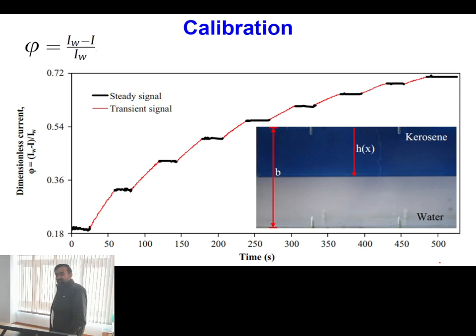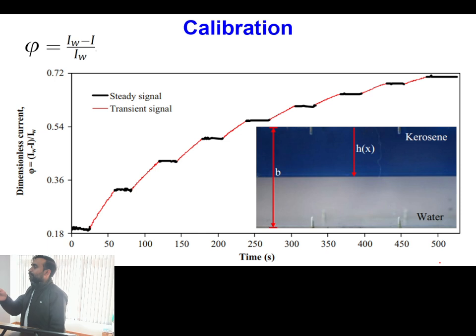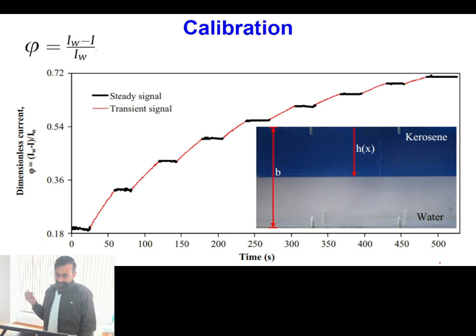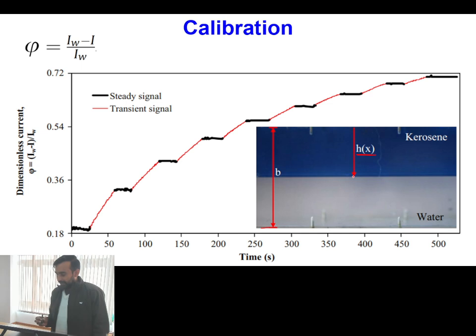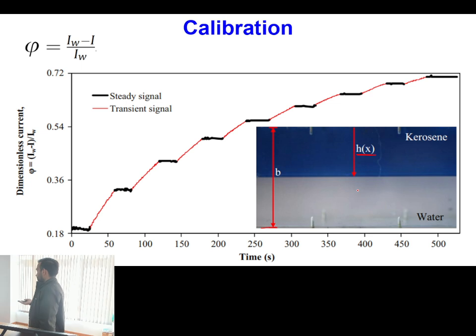Whenever we are using this type of arrangement, our purpose is that for an arbitrary voltage signal, we should be able to predict the height of the interface. So before that, we need to calibrate this. For the purpose of calibration, you can see B is the height of the tank and Hx is the height of the kerosene. This height of the kerosene we have taken as a variable for the purpose of calibration.